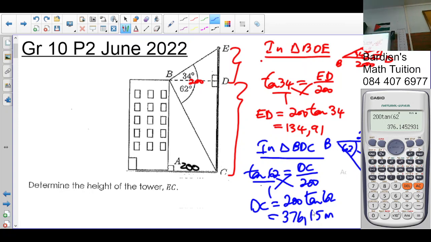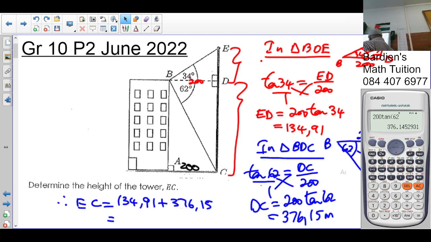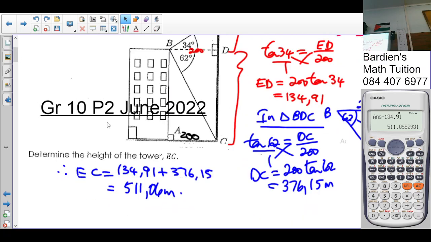But have we answered the question? No. The question was to calculate the length of EC. So that would simply be 134,91 plus 376,15. It gives you 511,06 meters. Okay. Any confusion there? Okay, and that's worth 6 marks.